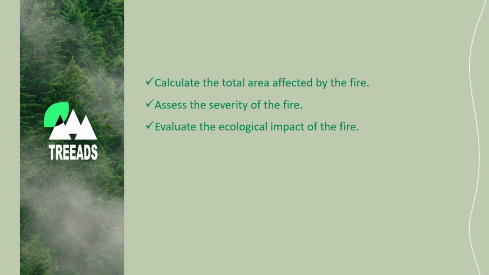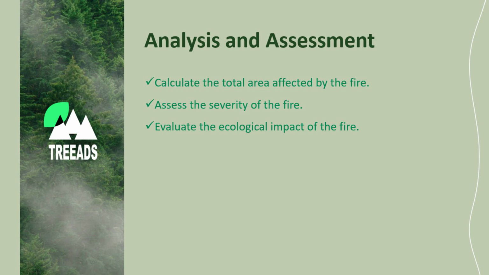Analysis and assessment. Calculate the total area affected by the fire by aggregating the classified burned areas. Assess the severity of the fire by analyzing the characteristics of the burned areas, such as vegetation damage or soil burn severity. Evaluate the ecological consequences of the fire by analyzing the changes in biodiversity, vegetation recovery, or soil erosion patterns.